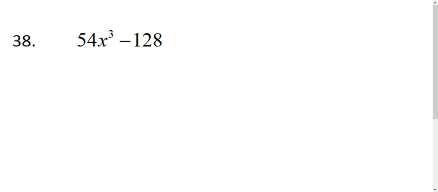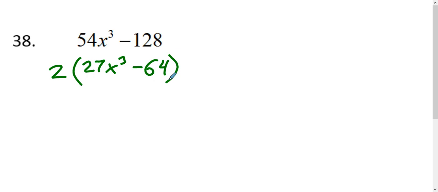Here's an example of those cubes like we were just talking about. 54 and 128. First thing you need to do is take out a GCF of 2. They're both even. Divide them by 2. Now we have perfect cubes. 27 is a perfect cube. 64 is a perfect cube.